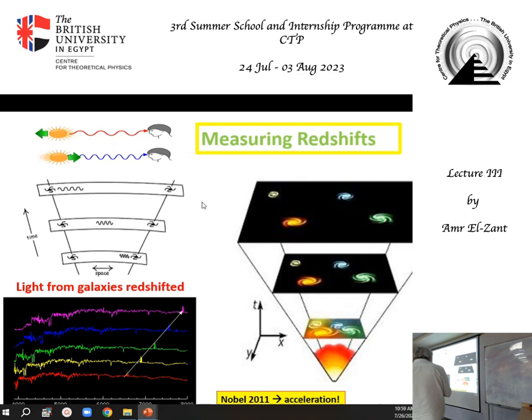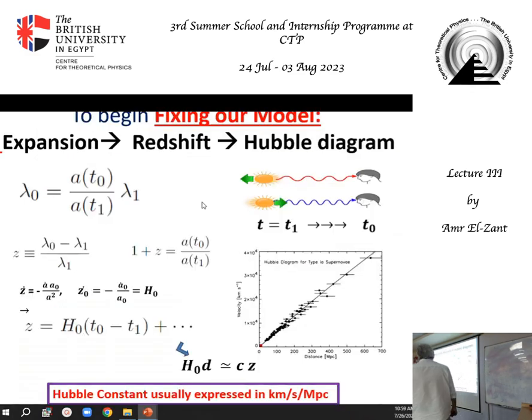Okay, so how do we do it? There's a heuristic, very simple way of doing it. Lambda 1 is just things are emitted at T1 have an A1 scale factor, and things received at T0 have A0 scale factor. So the redshift is simply A0, A of T0 over A of T1 times lambda 1. And this is really the redshift. And we define it like that.